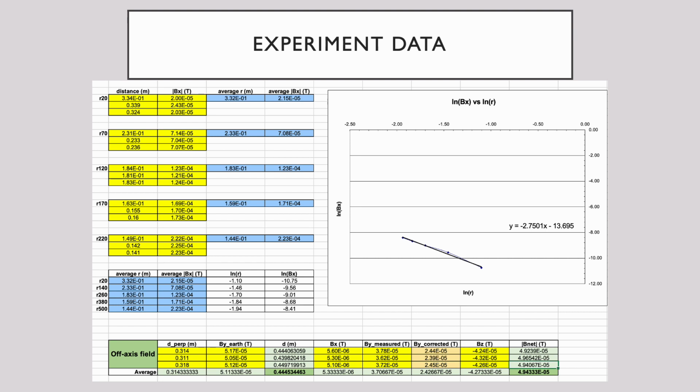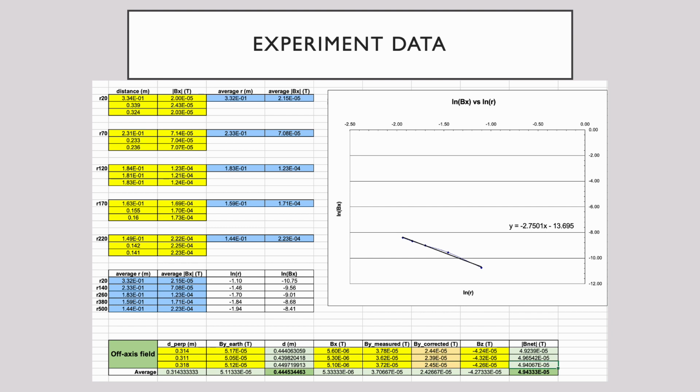Here you can see the experimental data. On the left, in the top left, in the yellow, you can see the distances measured on axis as well as the magnetic field from those distances. And in the blue, you can see the average values of the distances and the magnetic fields, which were then linearized in this graph here to get a slope formula so we could get the n and the mu values. And the off-axis field was also measured.